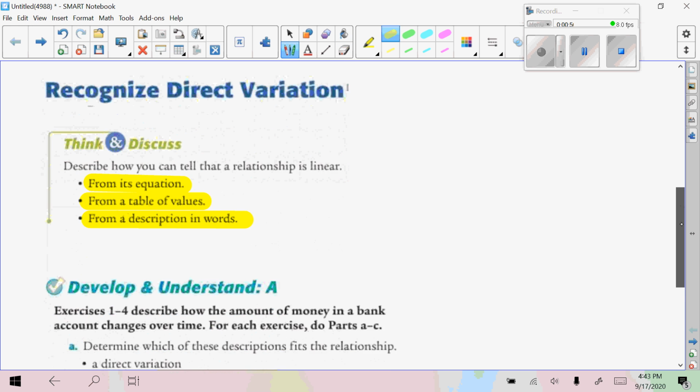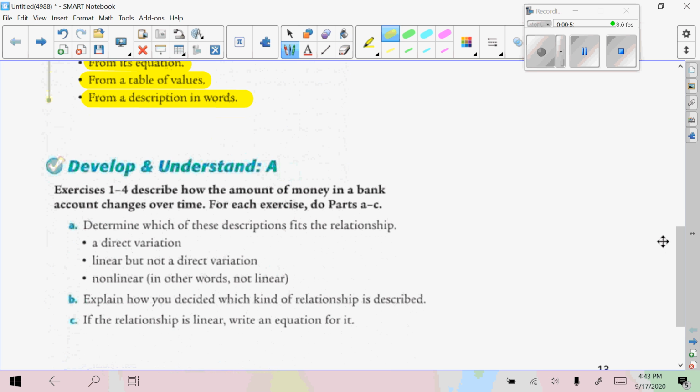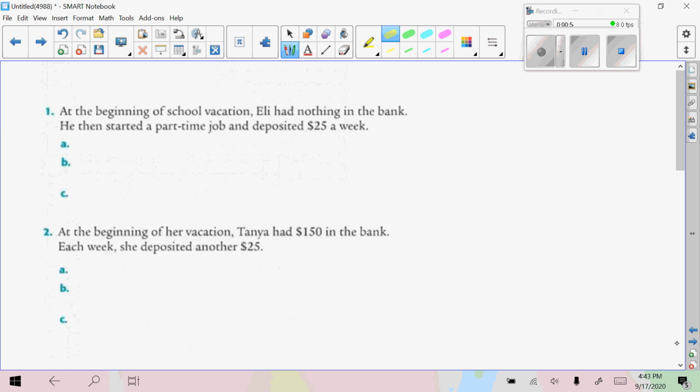On the next page we have the first problem. At the beginning of the school year, Eli had nothing in the bank. Then he started a part-time job and deposited $25 a week. So first of all, let's create a table to represent that.